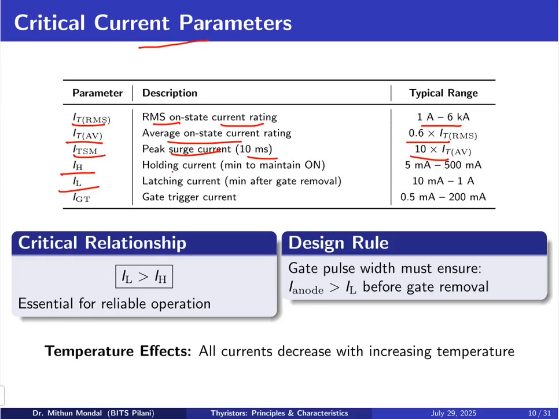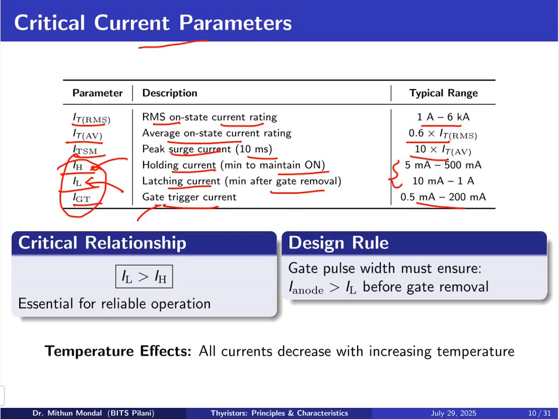Holding current and latching current are the two important currents in a thyristor. Holding current is the minimum current required to maintain the on state. Latching current is the minimum current after the gate removal. This is in the range of milliampere. IGT is basically the gate trigger current, which is 0.5 milliampere to 200 milliampere.